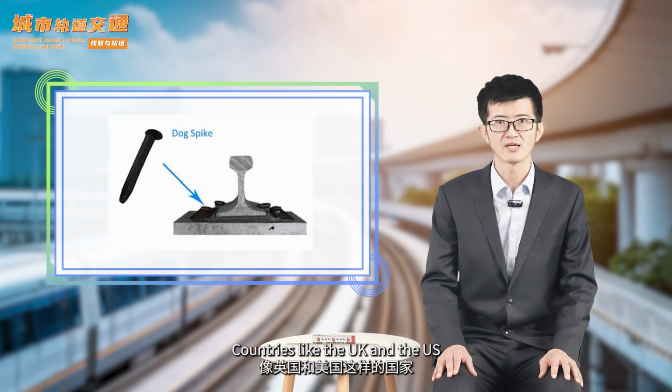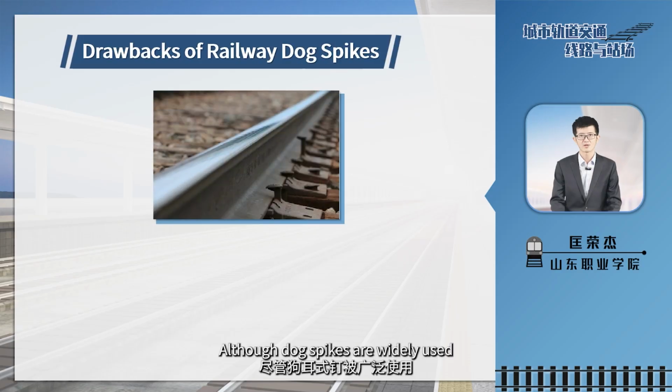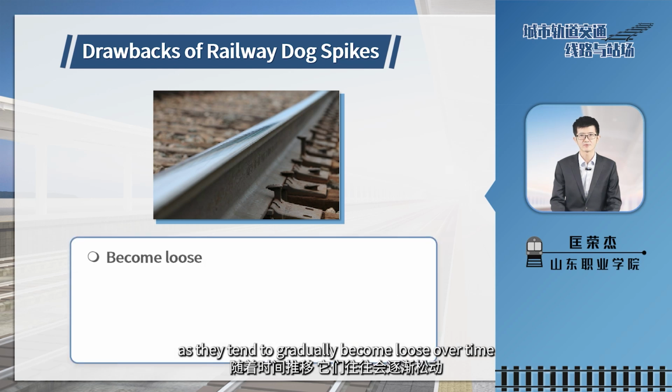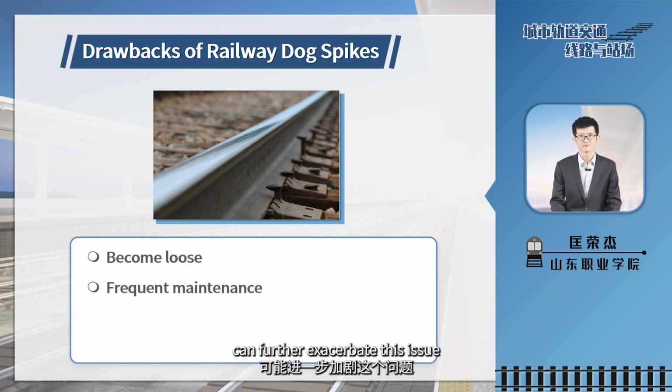Countries like the UK and the US, which had a lot of railways in the 18th century, relied on dog spikes to keep rails attached to the wooden sleepers. Although dog spikes are widely used, they have limitations in their holding power, as they tend to gradually become loose over time, particularly in areas with high train traffic. The vibrations produced by moving trains can further exacerbate these issues, necessitating frequent maintenance.